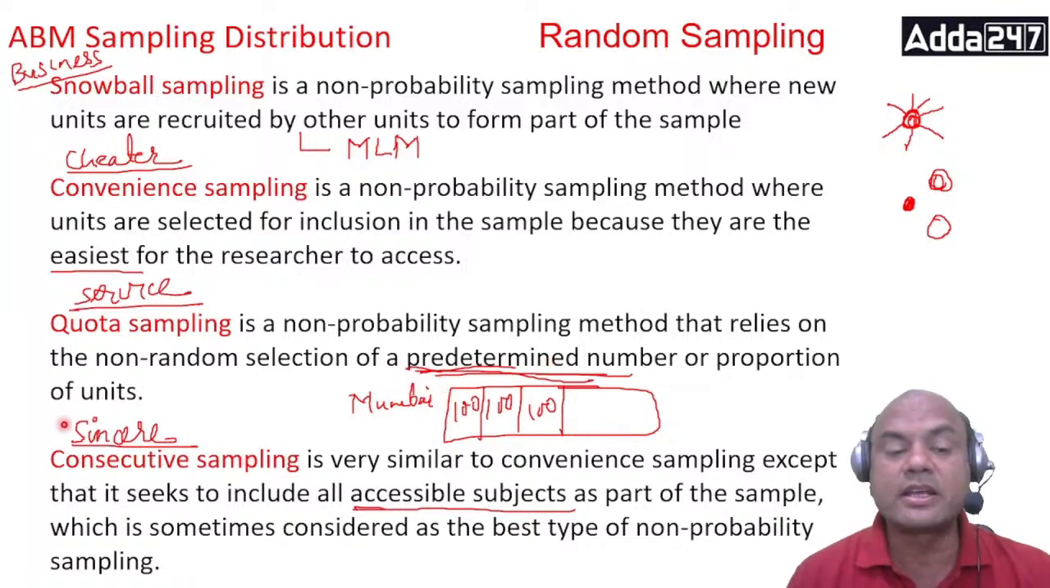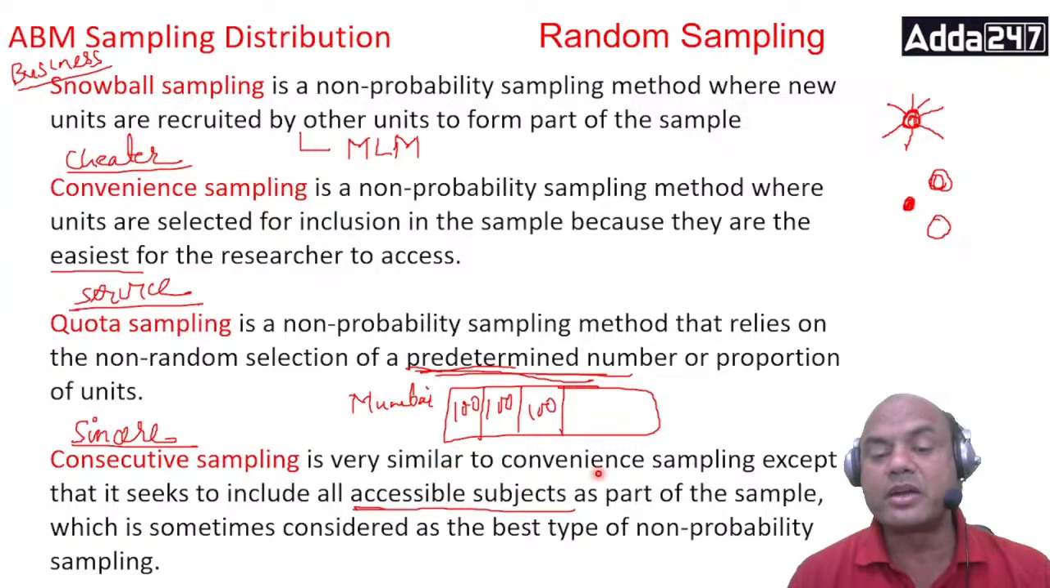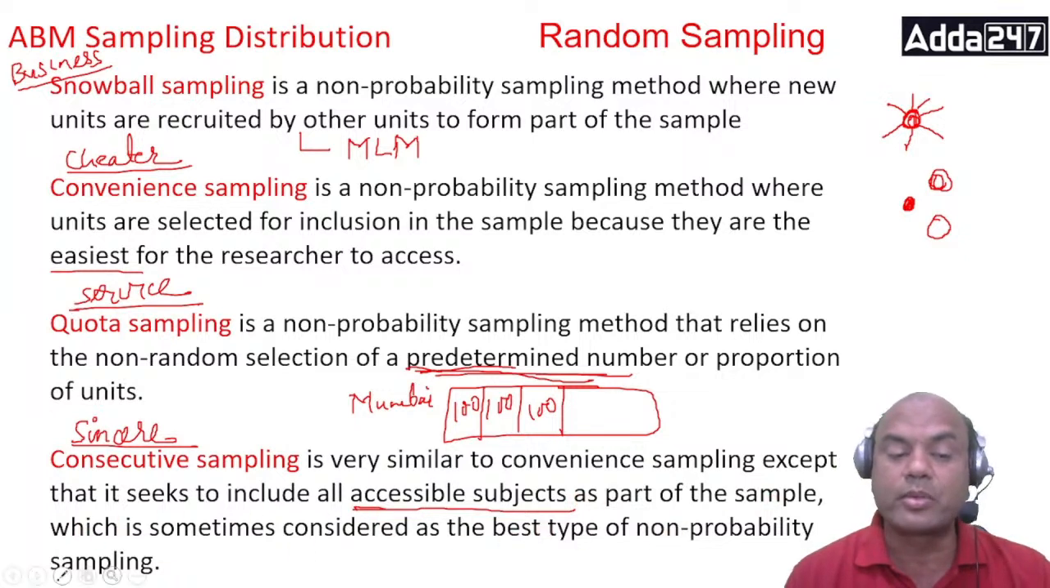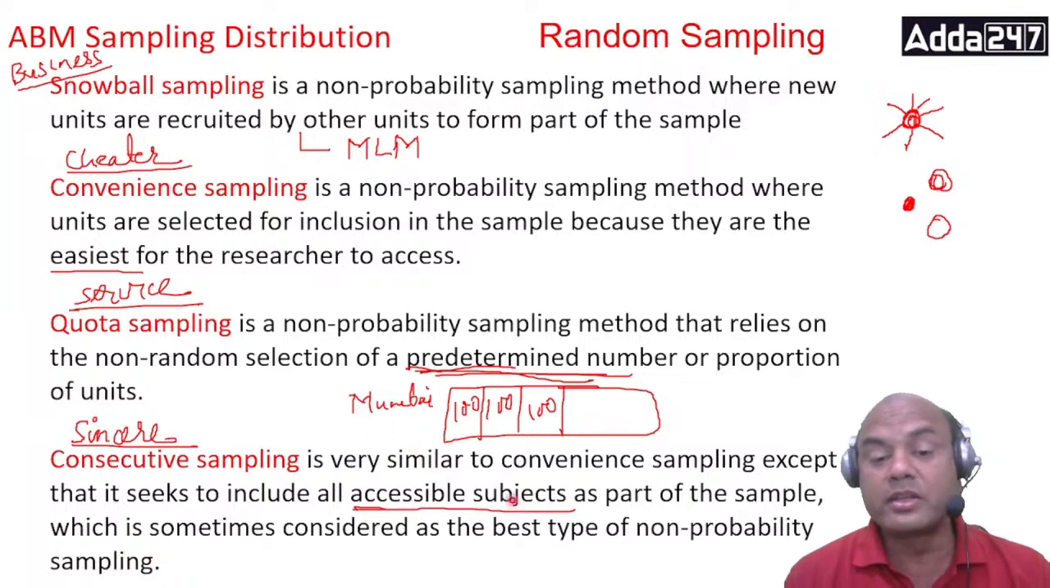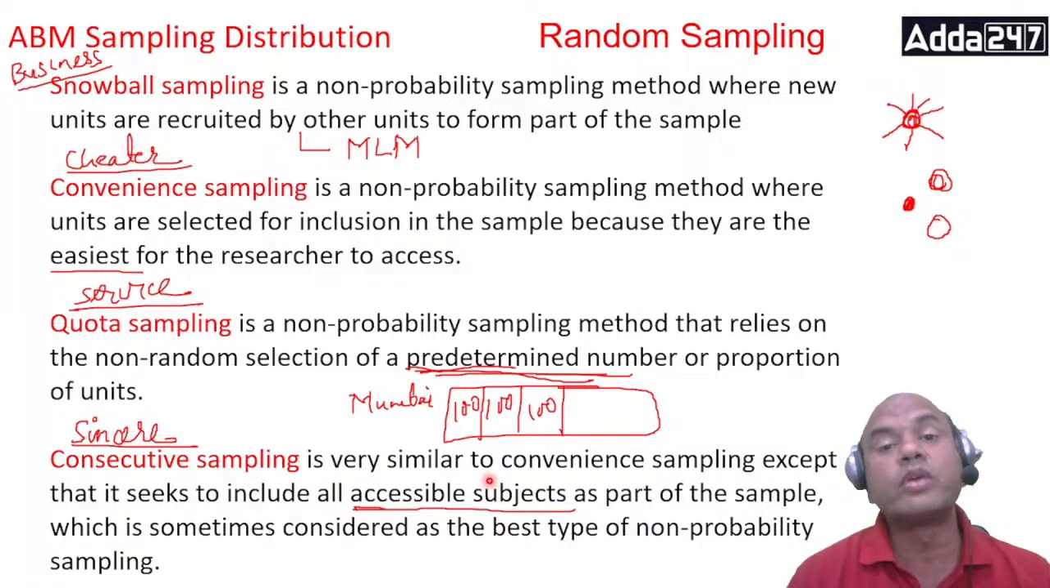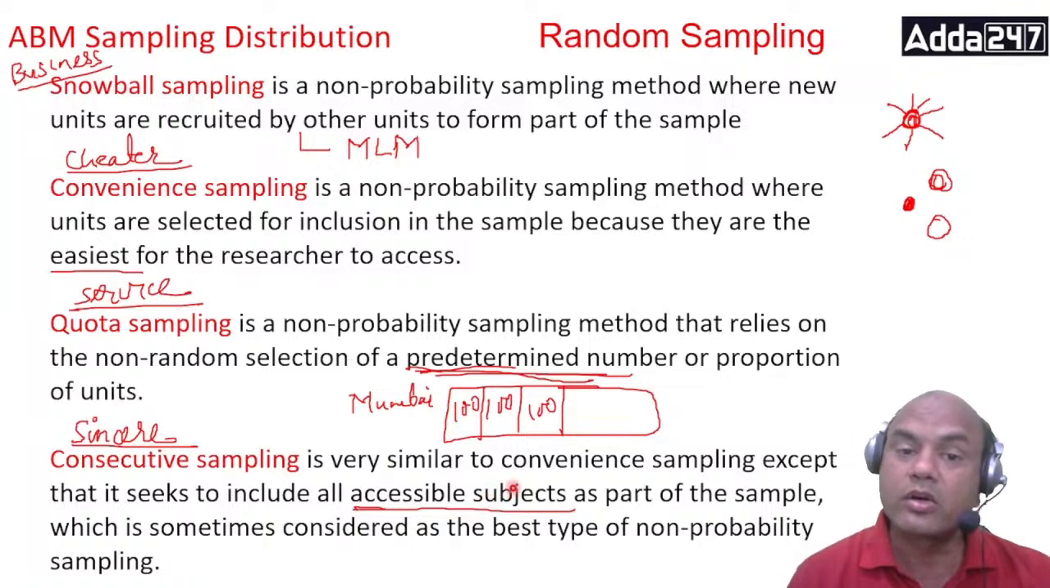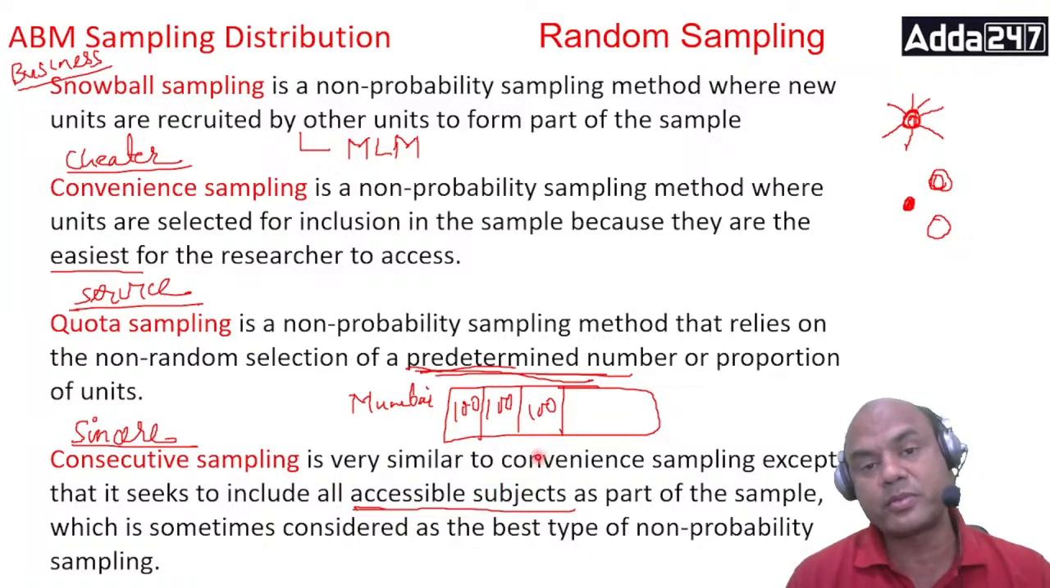Consecutive. This is a sincere guy. This guy is a cheater, convenience. And this is a sincere guy. It's very similar to convenience sampling, except it seeks to include all accessible subjects as part of the sample, which sometimes is considered the best type of non-probability sampling. So this guy won't stay at home. He will go to each and every accessible part. For 15 people, I'll go to one corner, then another corner, and then I'll select the 15 samples from there. So this is consecutive, the sincere guy.